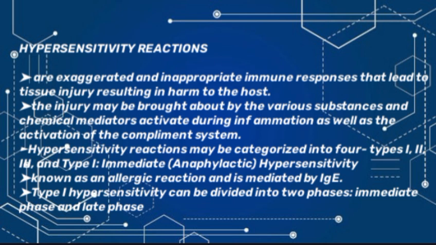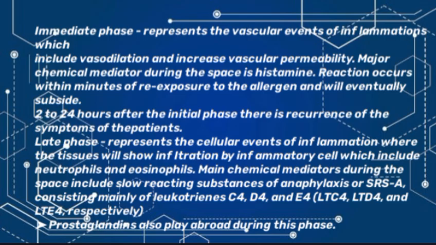So, these antibodies, IgE, bind to the mast cells and basophils, which contain histamine granules that are released in the reaction and cause inflammation. Type 1 immediate anaphylactic hypersensitivity, known as an allergic reaction, is mediated by IgE or immunoglobulin E. Type 1 hypersensitivity can be divided into 2 phases: immediate phase and late phase.